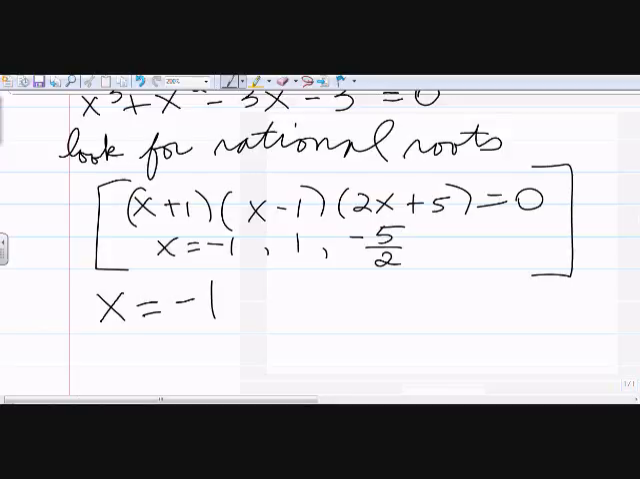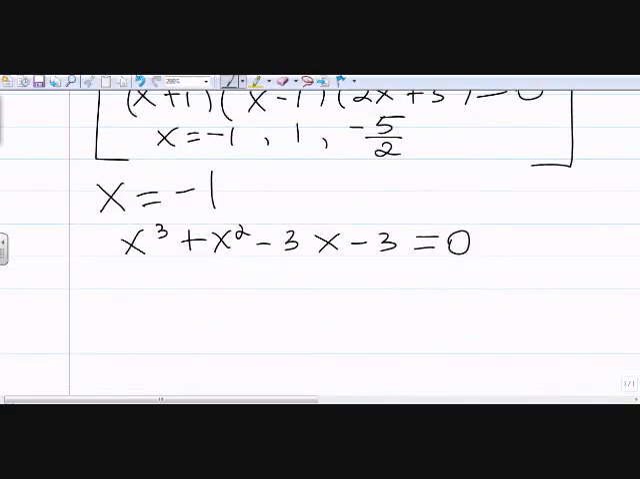So now that I've found that rational root, I'm going to try to solve the equation x to the third power plus x squared minus 3x minus 3 is equal to 0. Okay? Well, one of my roots is negative 1, so that's going to tell me part of my factoring here. X cubed plus x squared minus 3x minus 3 is going to be factored to be x plus 1 times something.